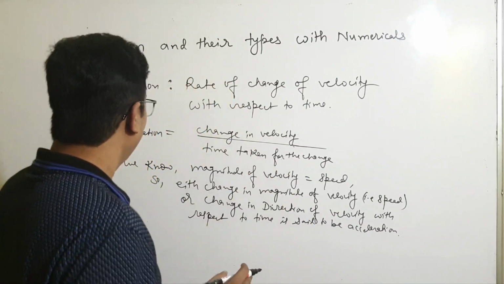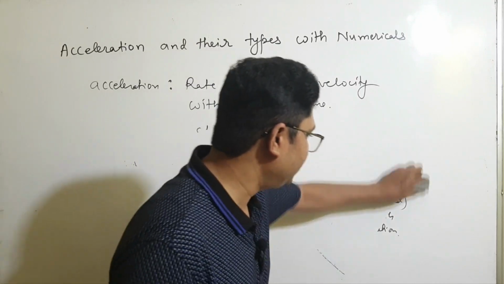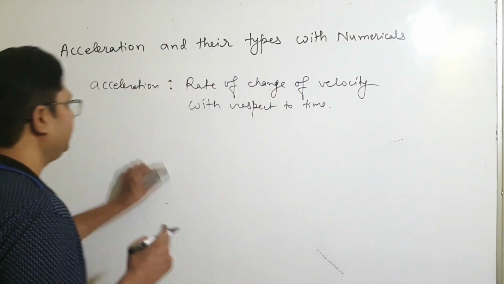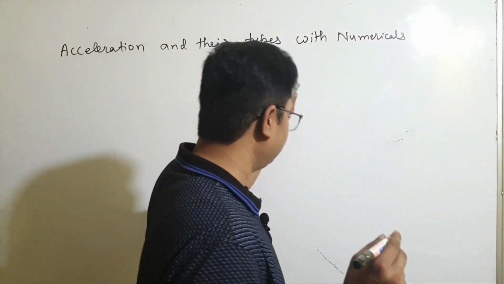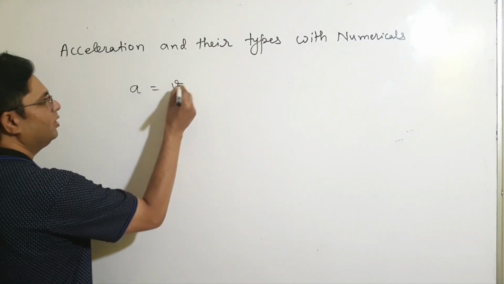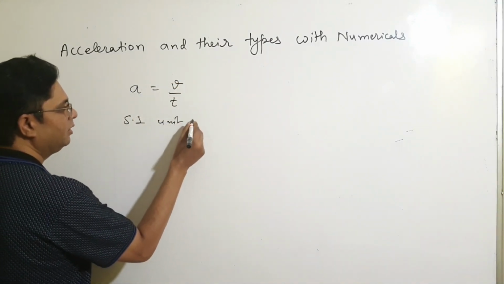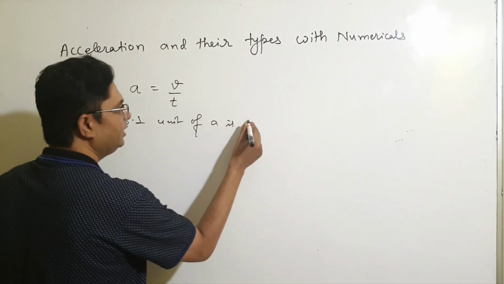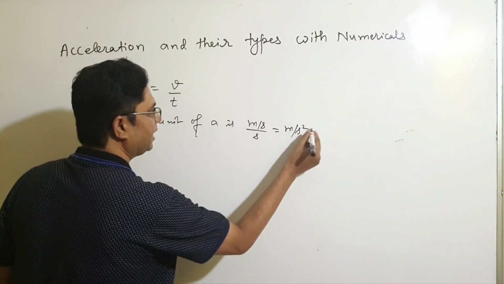Acceleration is a vector quantity, and its SI unit is meter per second square. So acceleration is equal to velocity by time. So SI unit of acceleration is meter per second divided by second equals to meter per second square.